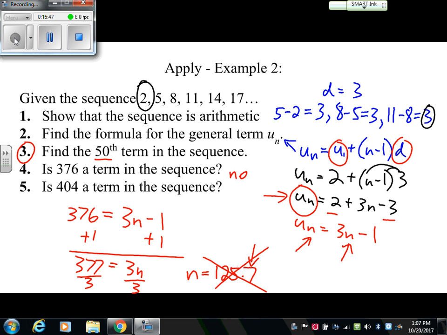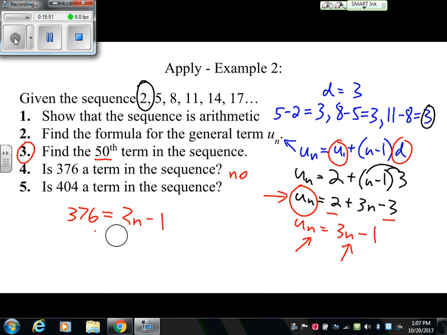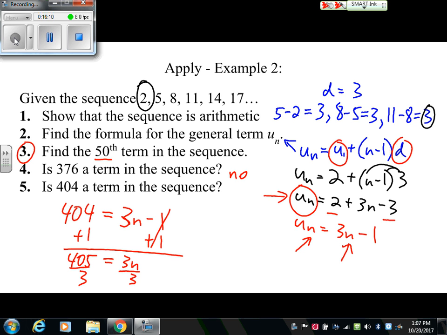Let's try it one more time. Now we're going to try it for the value of 404. So I'm plugging in 404 as a possible term value, setting it equal to 3n minus 1. I add 1 to both sides. I get 3n now is equal to 405. Divide both sides by 3.